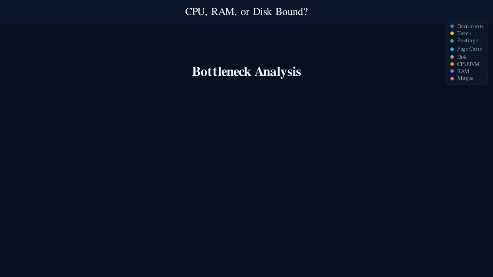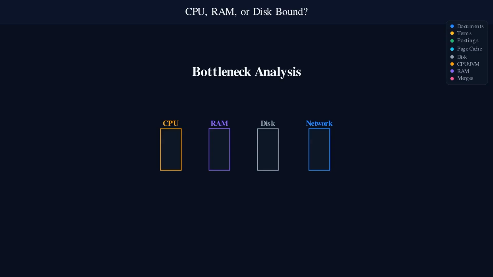Is Elasticsearch CPU heavy or RAM heavy? The honest answer is, it depends entirely on your workload. Think of a kitchen. Some recipes are chopping heavy, that is CPU. Some need lots of counter space, that is RAM. Some require constant oven use, that is disk. And some need ingredients from the store, that is network.